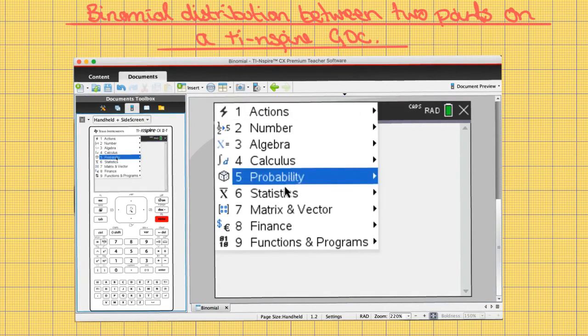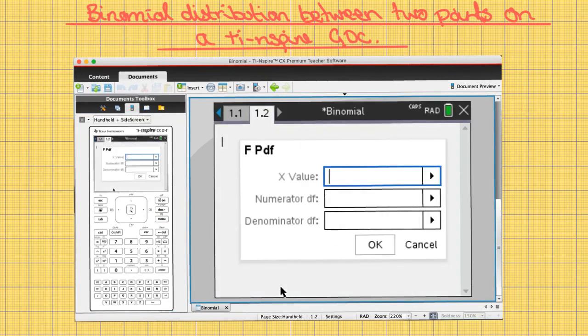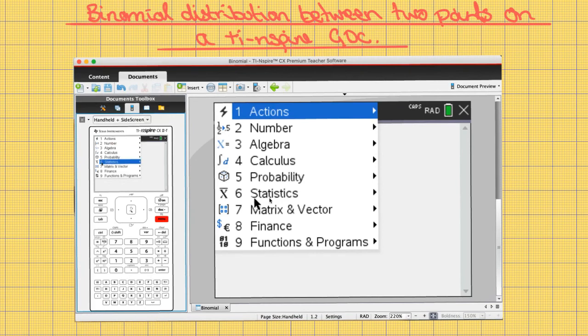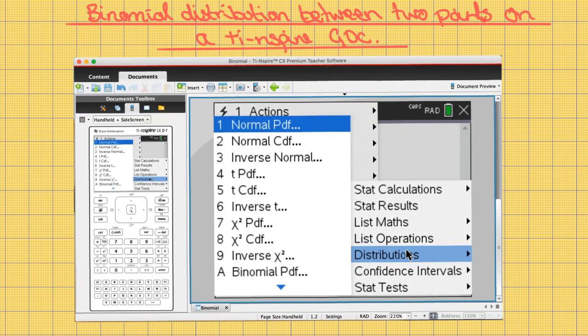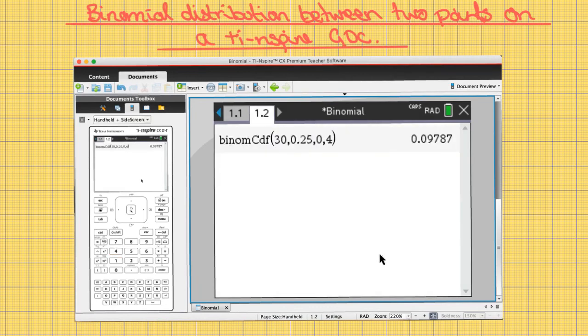Menu, 6 Statistics, 5 Distributions. B for binomial CDF. Number of trials 30. The probability of success is 0.25. Lower bound is 0. Upper bound is 4. Okay. So the probability of fewer than 5 is 0.097877.